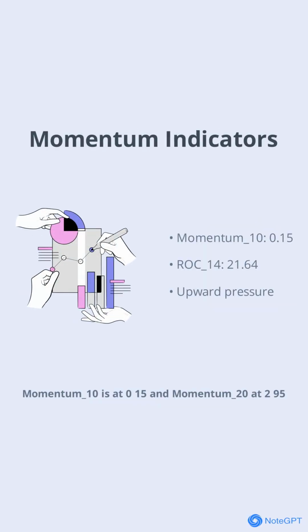Momentum 10 is at 0.15 and Momentum 20 at 2.95, both positive, indicating upward price pressure. The rate of change, ROC 14, is 21.64, showing strong recent gains. These momentum indicators suggest that ONDS has experienced a robust upward move, but traders should watch for signs of slowing momentum as the stock approaches resistance levels.